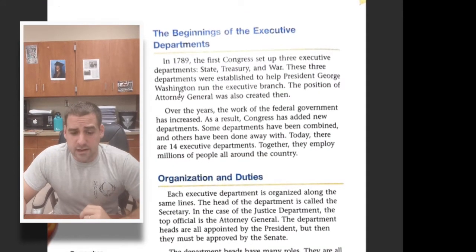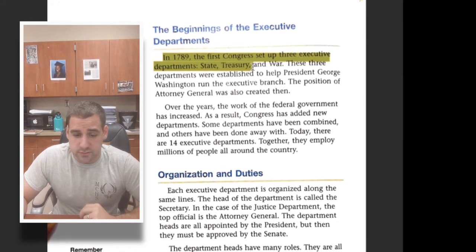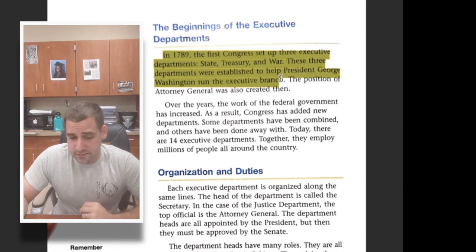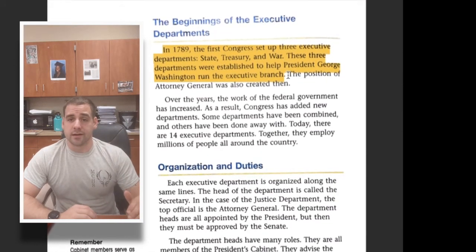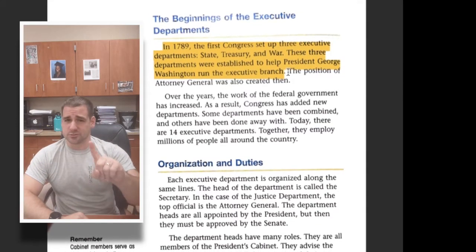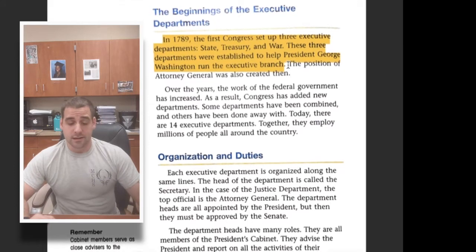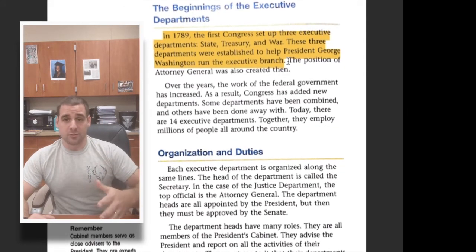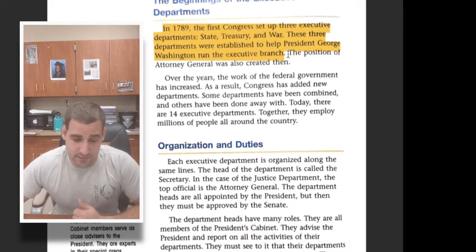So in 1789, Congress set up the first three executive departments: State, Treasury, and War. The main reason these departments were set up was to help the president run the country. They realized it was too much work for just one person to do, so they created multiple different cabinet positions. Now, that number started off small with just 3 or 4, and it's grown to many more cabinet positions today.